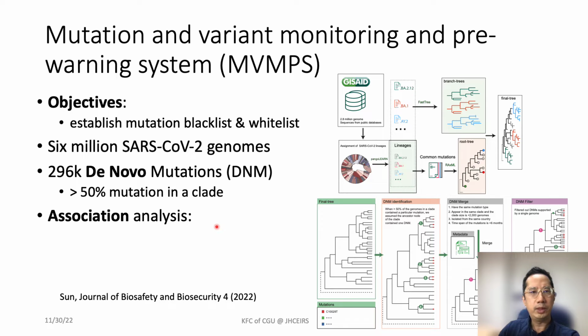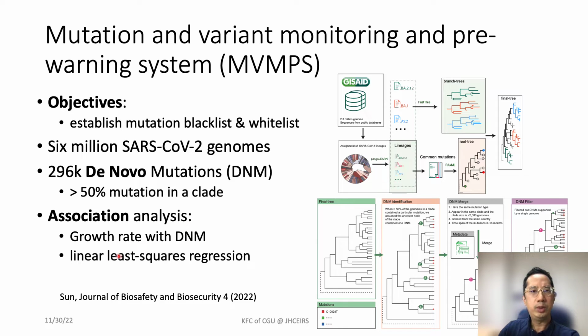Then they performed the association analysis between, again, the growth rates and the de novo mutation. They also used a relatively simple method, which is the linear least square regression, in their study.